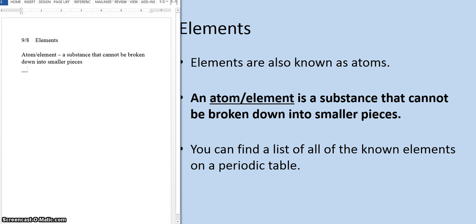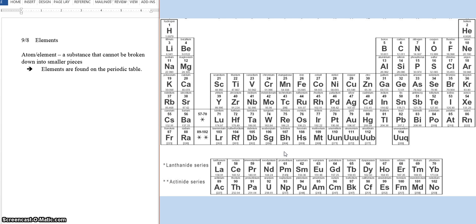And we can find a list of all of the known elements on the periodic table. Here's an example of a periodic table. I know it's probably been a while since you've seen one. Maybe new atoms have been added on and there's new boxes on there you didn't see before. A lot of the atoms we are going to deal with are on the top of the periodic table. But remember that all atoms and elements can be found on this table.